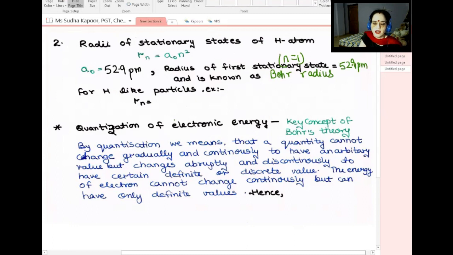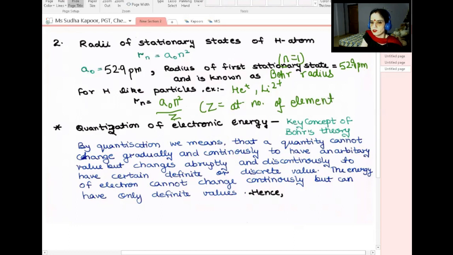But if we consider the hydrogen-like species, again I am talking about He positive, Li2 positive, which have the same number of electrons as hydrogen but different atomic numbers, then what happens in the case of the radii formula? It is going to be changed a little bit, that is a naught n square divided by Z, and Z is equal to the atomic number of that element. So the formula gets a little bit modified when we talk about hydrogen-like species.